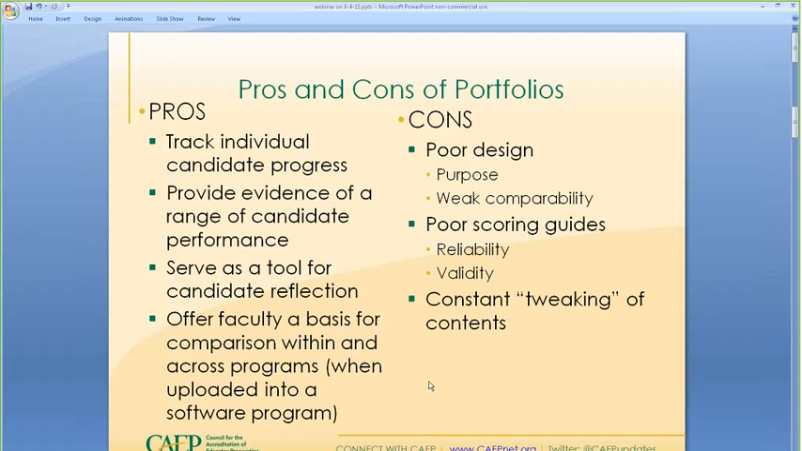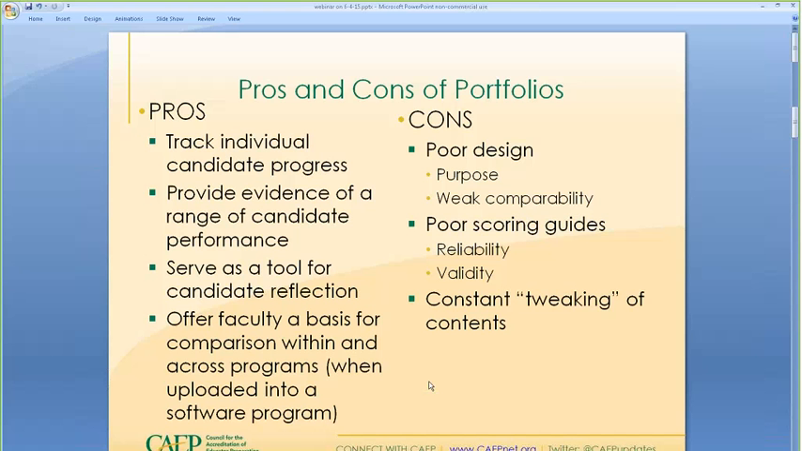I think e-portfolios have certainly had a surge of interest in the past, and were a very common way to collect and document candidate performance. They allow us as teacher educators to track individual candidate performance looking across portfolio submissions, and to provide evidence of a range of candidate performance depending on what the purpose of the portfolio is. If it's a best example portfolio, then not. But if it's a range of candidate performance within a particular course so that you can show development over time, then that is possible as well.